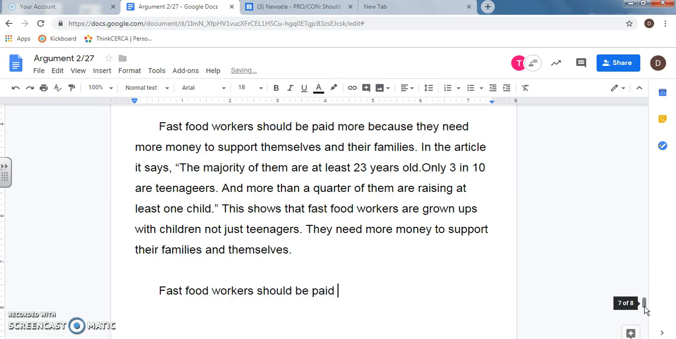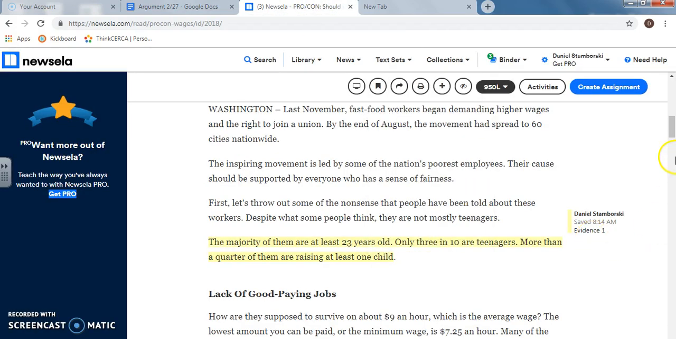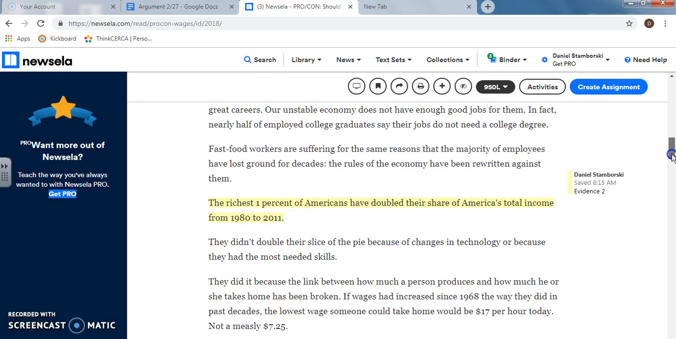Should be paid more because, so here's my second reason, because the rich are getting richer, but poor people are not. Okay, so I didn't just come up with this reason out of the blue. I read it in the article, so if I go back to the article, I remember the evidence.